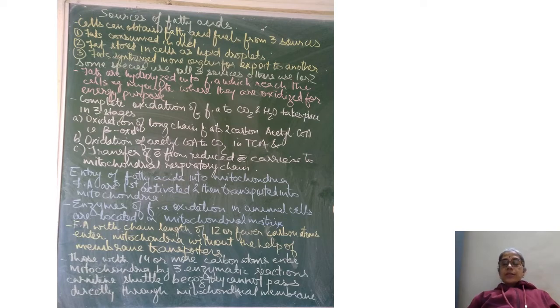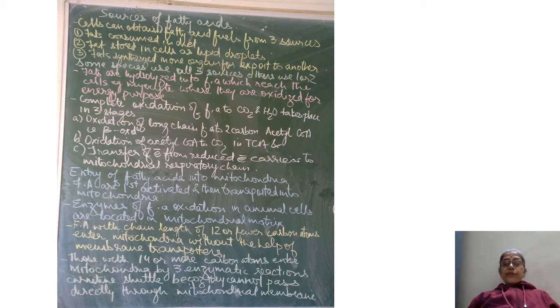Complete oxidation of fatty acid to carbon dioxide and water takes place in three stages. In first stage, oxidation of long chain fatty acid to two carbon units, that is acetyl CoA, takes place. And this process is called as beta oxidation. In the second stage, oxidation of acetyl CoA to carbon dioxide takes place in TCA cycle. And the third is transport of electrons from reduced electron carriers to mitochondrial respiratory chain where they are ultimately oxidized to yield energy. So these are the three stages of fatty acid oxidation.